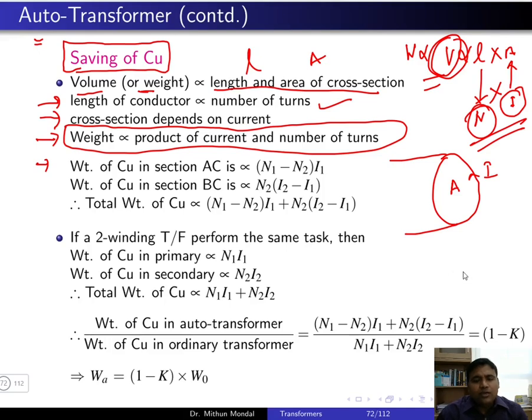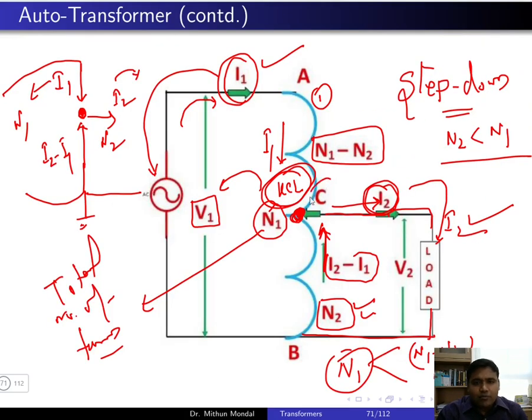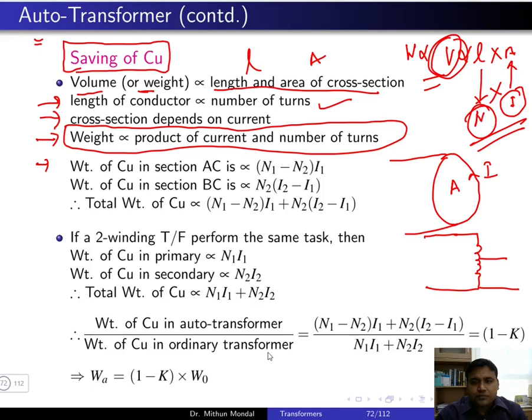So if we determine the weight of the conductor in section AC, if you remember the previous diagram that we have drawn, I'll draw it again. So this is your entire winding of the transformer, and from here you are going to do the tapping, right? So this is your A, this is your C, and this is your point B. Okay, so what is the weight of the copper in section AC?